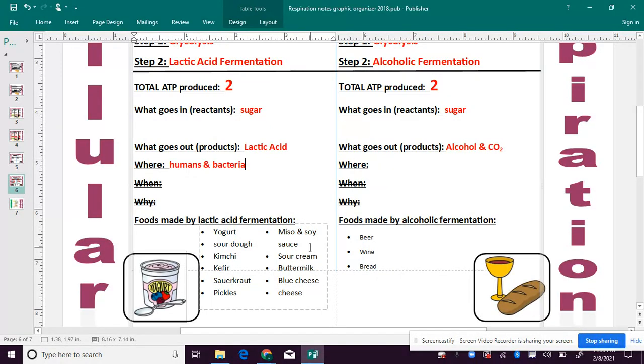Miso and soy sauce are also made through fermentation. So if you've ever had those, they tend to be very strong flavors. Pickles are made through fermentation. Sauerkraut, that's a German word, is why it's spelled the way it's spelled. Sauerkraut is made by letting cabbage ferment. Kimchi is also made, it's a Korean dish, I believe, made by fermented cabbage as well.